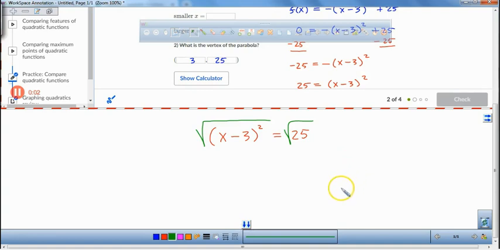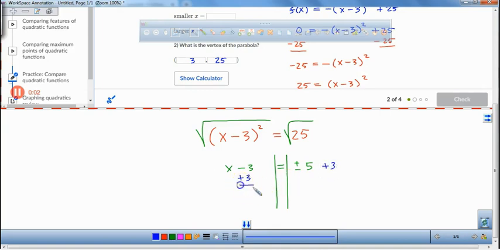But whenever you're solving an equation and you're taking the square root, that 25 is actually going to become plus or minus 5. Because a positive 5 times a positive 5 is 25, and a negative 5 times a negative 5 is also 25. That's why I have to do plus or minus. But on the left-hand side, you just bring down the x minus 3 right there. And we're down to one last final step, which is add 3 to both sides.